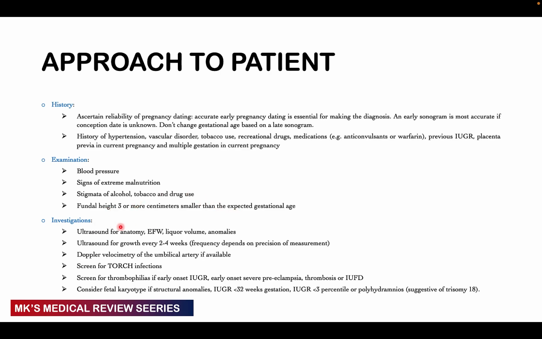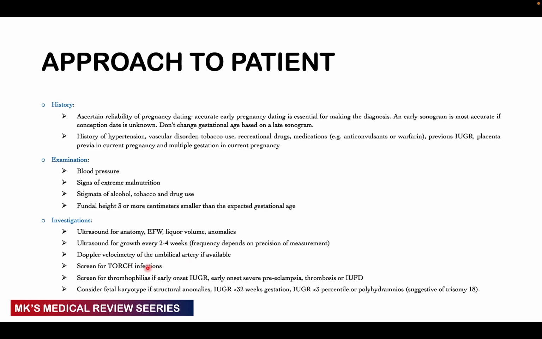Investigations: we want to do an ultrasound for the anatomy, the estimated fetal weight, the liquor volume, as well as the anomalies, and an ultrasound for growth every 2 to 4 weeks. The frequency is generally going to depend on the precision of the measurement. Doppler velocimetry of the umbilical artery, if it is available.